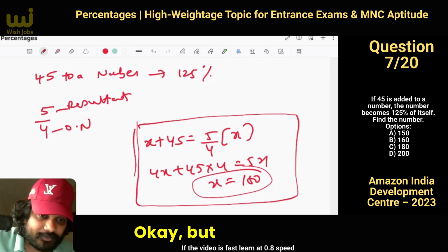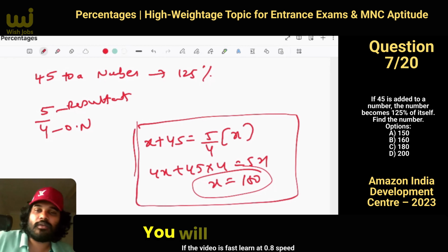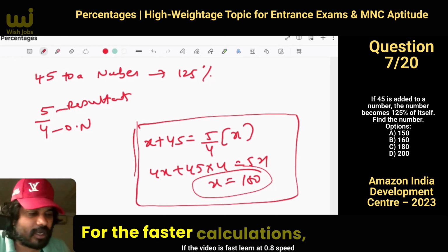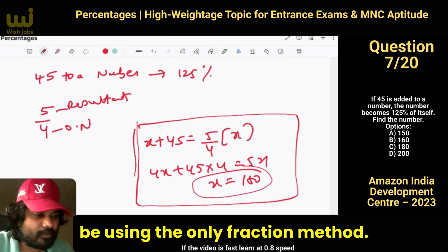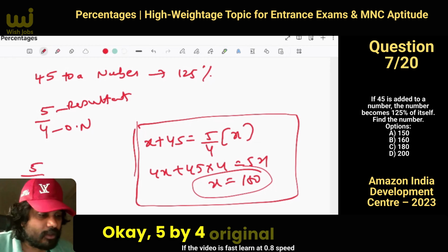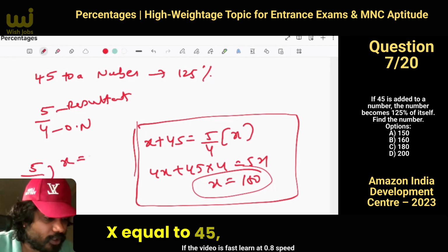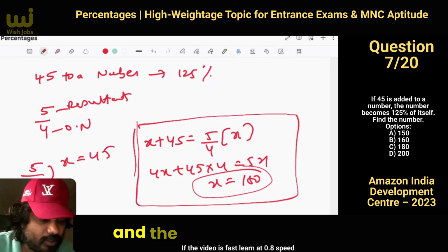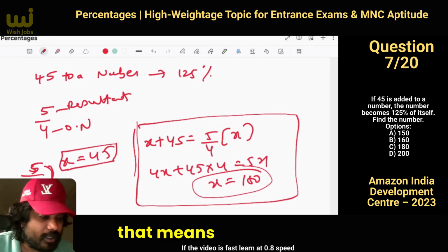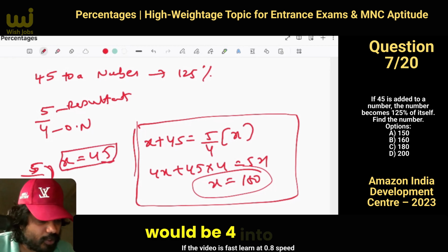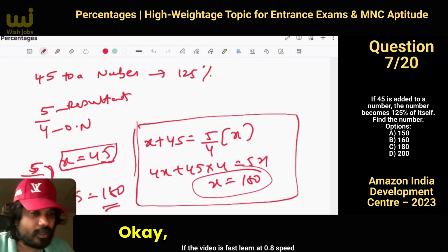But sometimes the fraction will be tricky, you will not be able to get the numbers. For faster calculations, we will be using the only fraction method. 5 by 4, original number is this, resultant is this. When he said 45 is added, the difference between the original number and the resultant is only 1. That means 1 equals 45, so the original number would be 4 into 45, that is 180. Okay, do the second one.